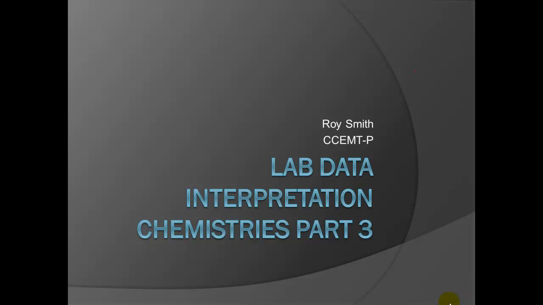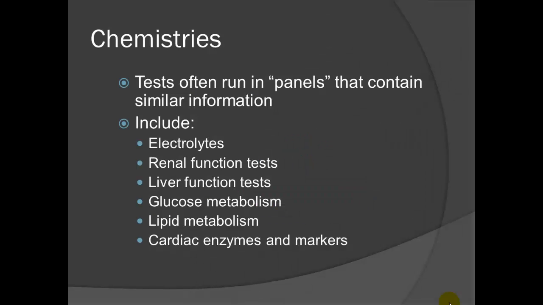This is going to be Laboratory Data Interpretation Chemistries, Part 3. Chemistries often run in panels that contain similar information. They include electrolyte, renal function test, liver function test, glucose metabolism, lipid metabolism, and then cardiac enzyme and markers.